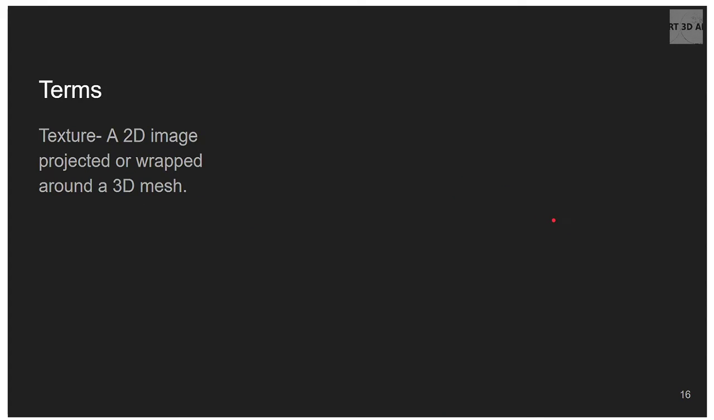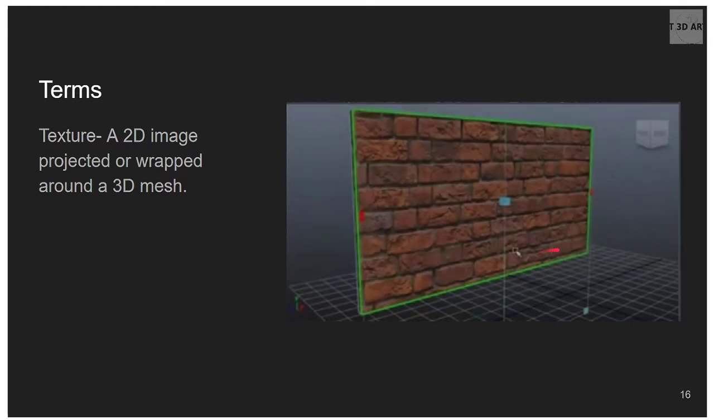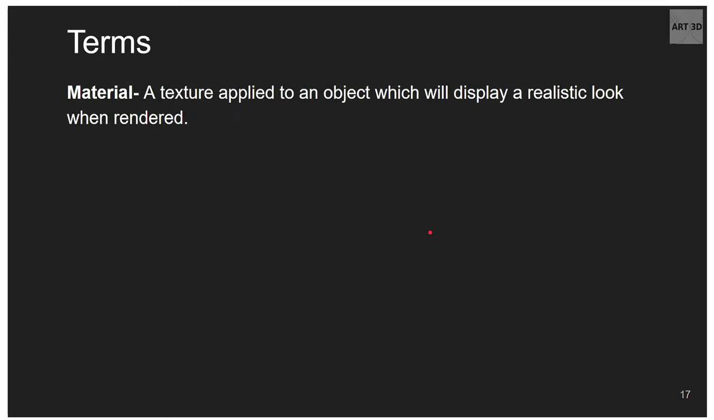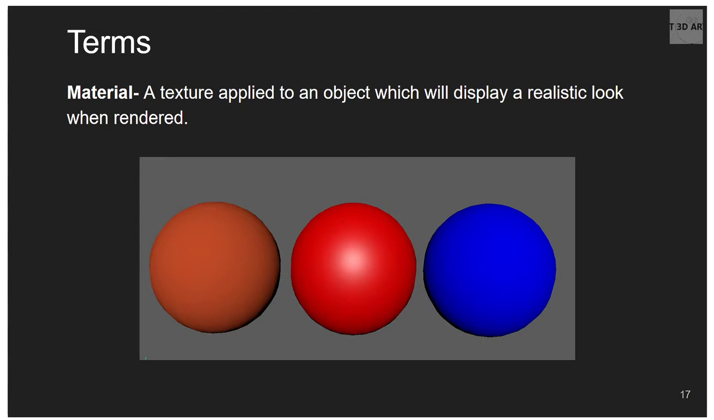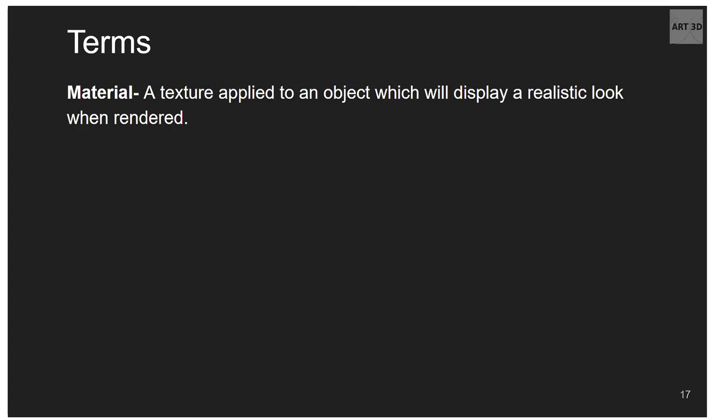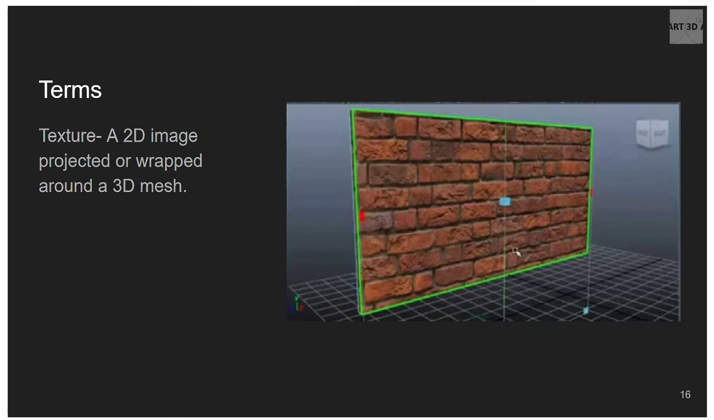So a texture is a 2D image projected or wrapped around a 3D mesh, right? A 2D texture is projected on this guy right here, and that's why we get this brick texture on this piece of geometry. All right. So a material, on the other hand, is a texture applied to an object which will display a realistic look when rendered. All right. So materials and textures are one of those terms, again, that are used kind of interchangeably. So somebody might say, hey, where's the texture for this? And they might be referring to the 2D image that goes on the object.